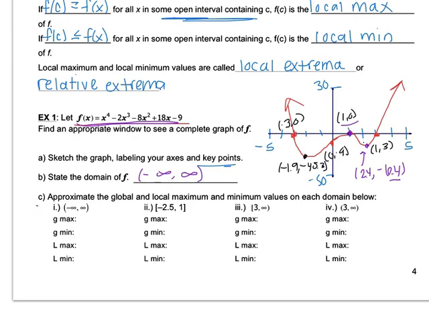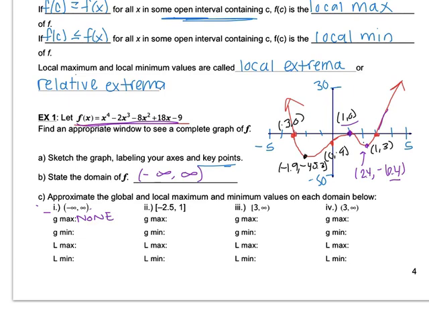So if you look down at part C, we're going to approximate the global and local mins and maxes for each domain. So we're starting out right here with the entire domain. We're looking for a global max on the entire domain. And global would mean higher than any other value. If you look at the ends of the function, our function increases without bound in both directions. It's going up forever and ever. So there's not any one value that's higher than all of the other ones. So there actually is no global max.